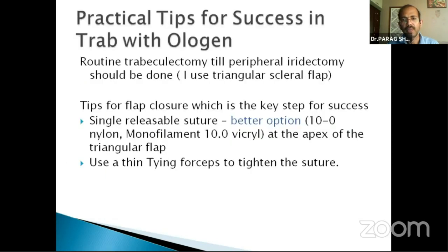routine trabeculectomy till peripheral iridotomy should be done. I use a triangular scleral flap, and tips for the flap closure, which is the key step of success. For the single releasable suture, a better option is 10-0 nylon or monofilament, with a knot at the apex of the triangular flap. Use the thin tying forceps to tighten the suture.